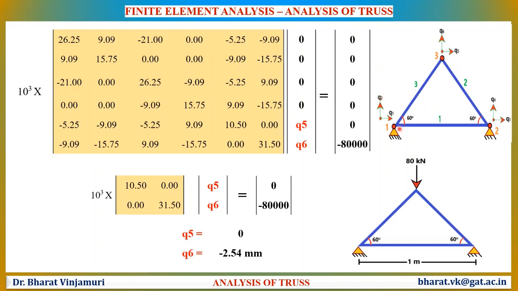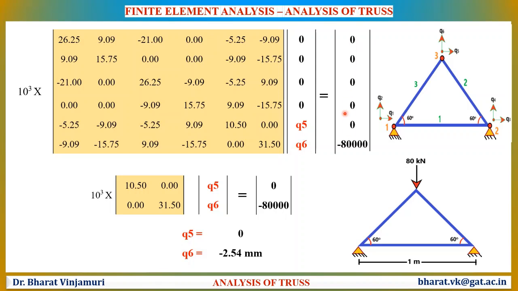In this triangular element, since node 1 is hinged, there will be no displacement at node 1. Therefore, Q1 and Q2 values will be zeros. Similarly, there will be no displacement at node 2. Thus, the value of Q3 and Q4 will also be zeros. But since there is no support at node number 3, the values of Q5 and Q6 will remain. Thus, obviously, the major unknowns in this process are Q5 and Q6.